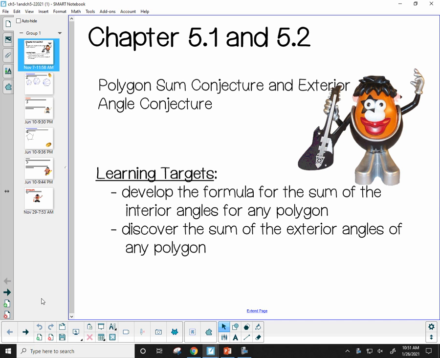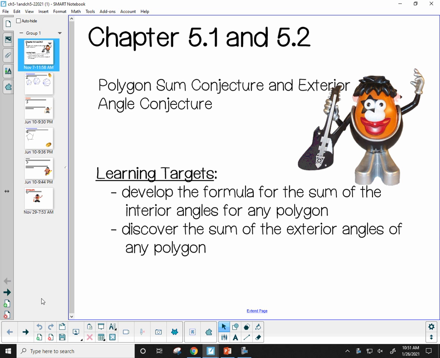to be doing is we're going to be talking about the sum of the interior and exterior angles of all polygons. Okay, so we're going to talk about polygons in general today. Tomorrow we're going to start focusing on quadrilaterals. Okay, so first we're going to talk about the sum of all the interior angles.